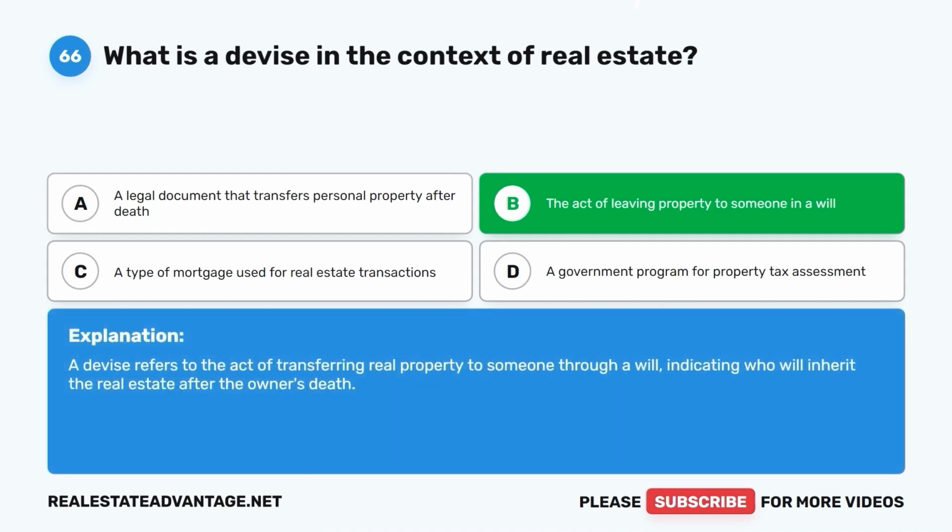A devise refers to the act of transferring real property to someone through a will, indicating who will inherit the real estate after the owner's death.